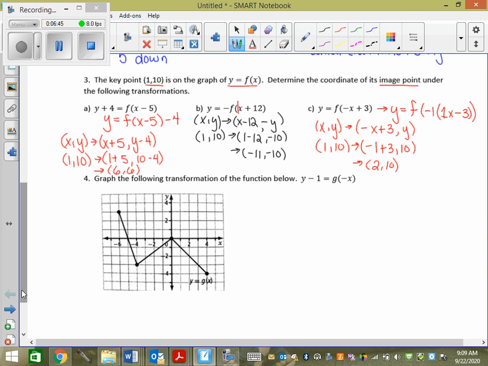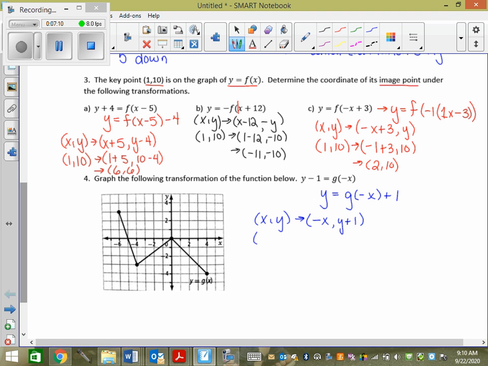Number 4, we're going to graph the following transformation. So we're moving coordinates, right? There's more coordinates than one coordinate. So we're going to use mapping. We make it y equals g, negative x plus 1, move the 1 over. I'm going to get x, y becomes, the negative is with the x, so it's going to be with the x in mapping. And then I'm moving 1 up, so y plus 1.